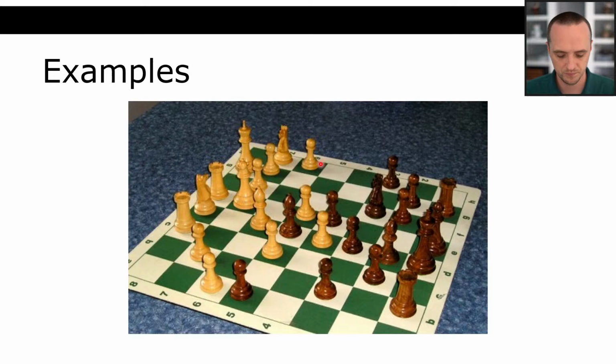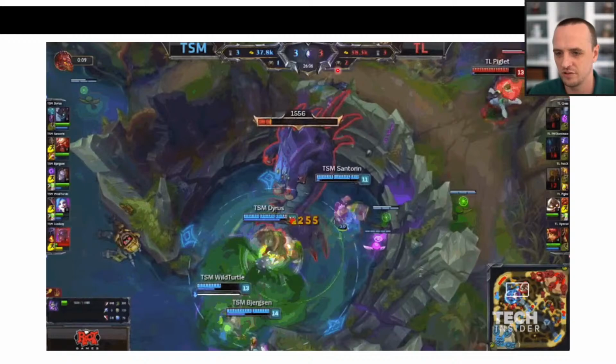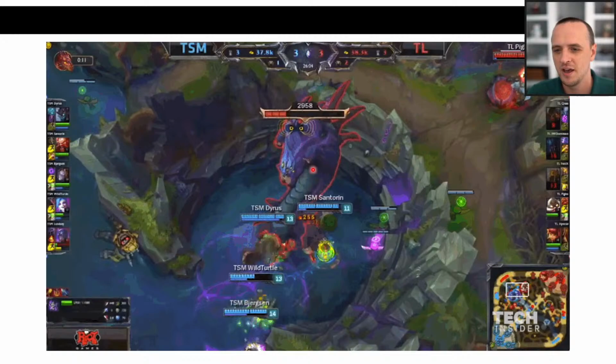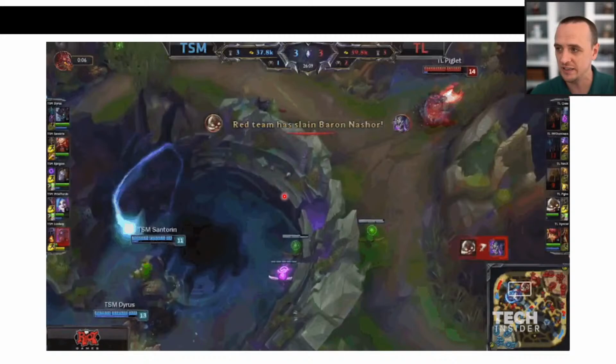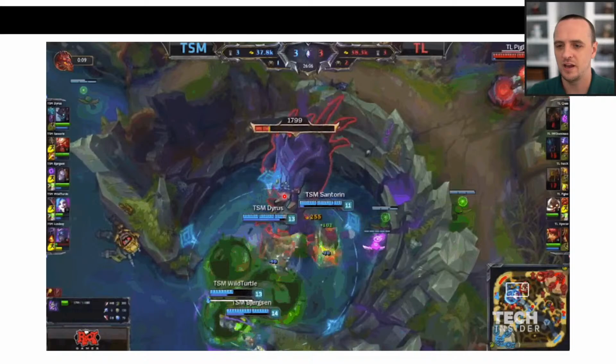Okie doke. Here's a situation that came up years ago in the LCS in League of Legends. If anyone out there knows League of Legends, you'll know that this is the Baron. This is a game between the old Team Liquid and TSM teams. The Baron is this boss that spawns on the map. If you get the last killing blow, so if you deal the last one hit point of damage to this enemy, you get a ton of money, you get good buffs. It's a really good thing. You want to get that Baron kill.